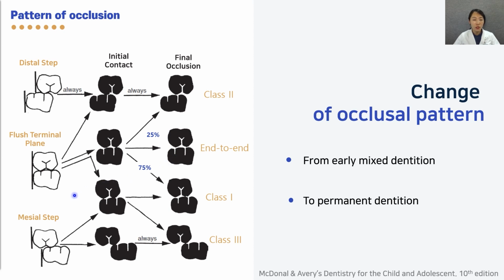When a child shows class 1 molar relationship at initial occlusal contact, it is possible from flush terminal plane or also from the mesial step, the patient is more likely to have class 1 molar relationship in permanent dentition. A class 3 molar relationship at initial contact will probably lead to a future class 3 relationship.